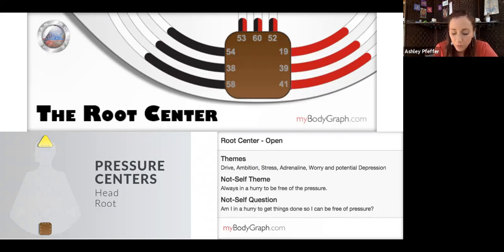and it's associated with your root center, your root chakra as well. So again, drive, ambition, stress, adrenaline, worry, and potential depression. Anybody who has an open root center, you guys are experiencing stress at a higher level than a lot of people. Because again, remember I said anything that's open, you're experiencing it 10 times more than other people. So if you're in a high stress job and there's a lot of people around you that have a lot of stress, you're gonna have to create strategies for you not to take on their stress. You're gonna create those boundaries because what's gonna happen is you're gonna be overstressed and you're gonna keep having people plugging in there and you're gonna be reading their stress.